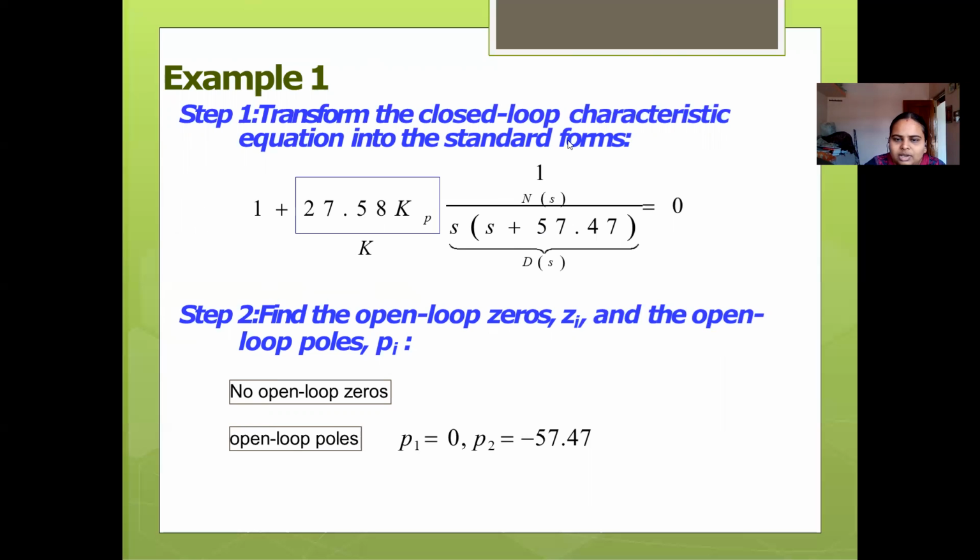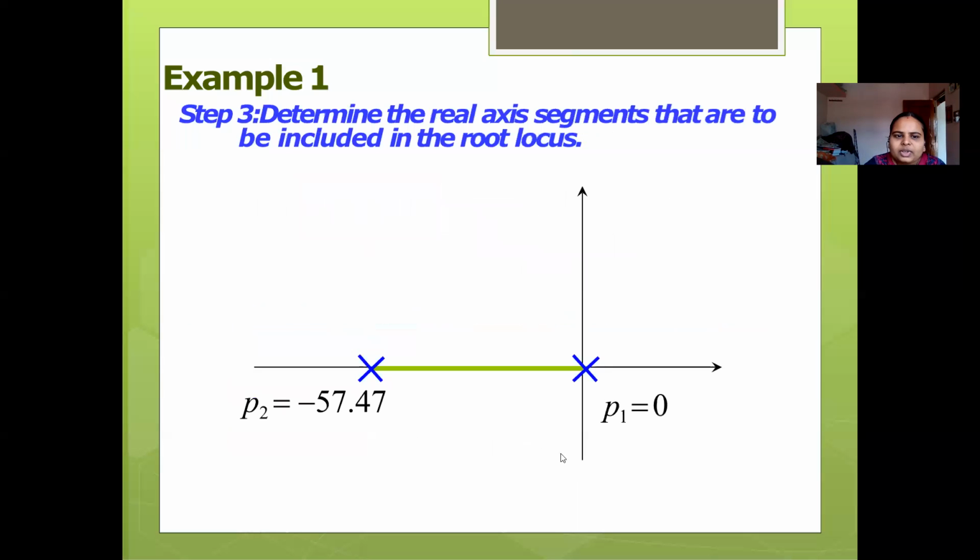Here in this case, in the numerator part we don't have any zeros. For that reason, there are no open loop zeros, and for the number of poles, you multiply s squared plus s into 57.47. For that reason, the poles are P1, which is 0, whereas P2 is going to be minus 57.47.